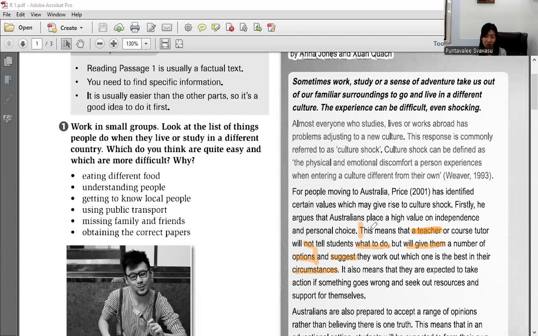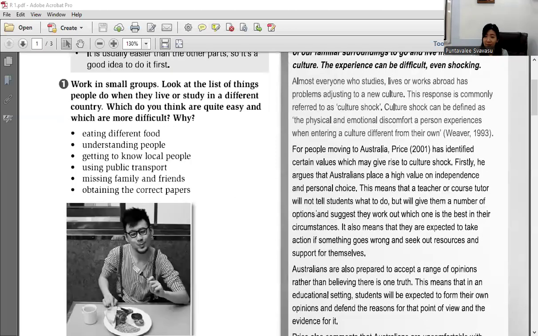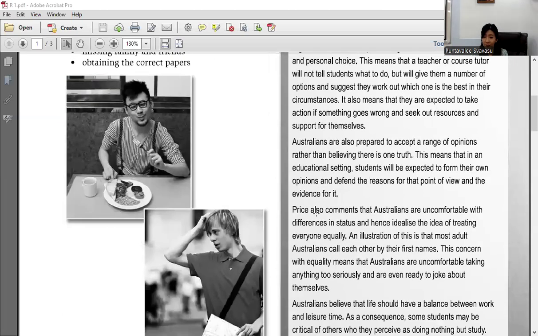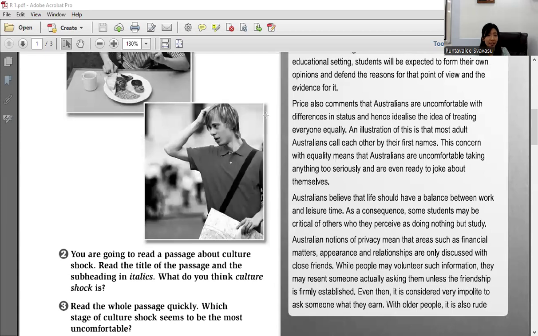Okay, so this is the first one and the second one. Let's move on to the third one. The keyword is their first name, so you should find it here. They mention the first name here. In this part, they say Australians call each other by the first name, which is kind of like what the third statement said: Australians use people's first names.